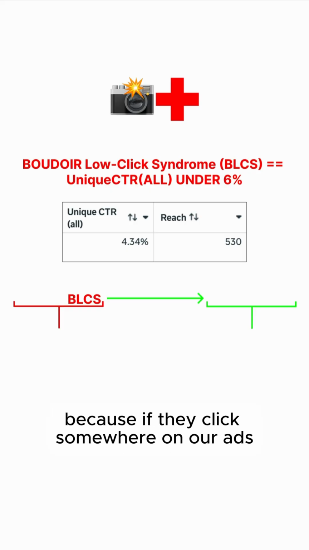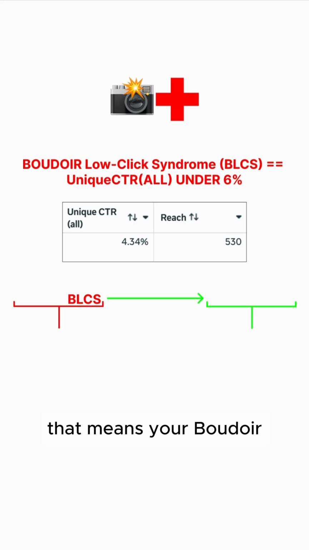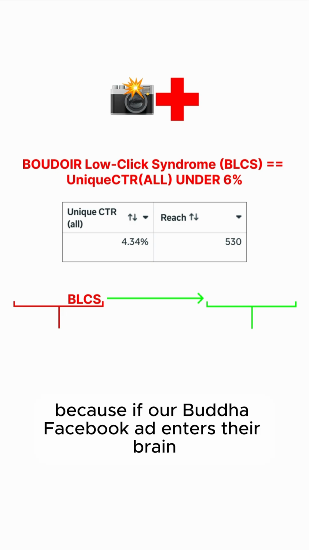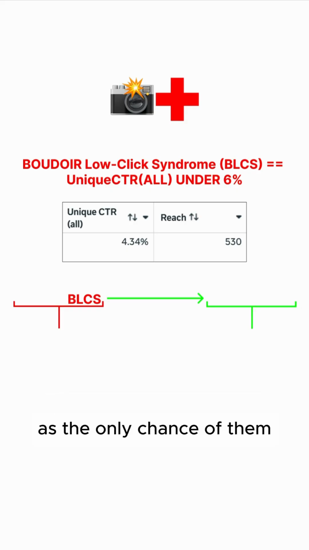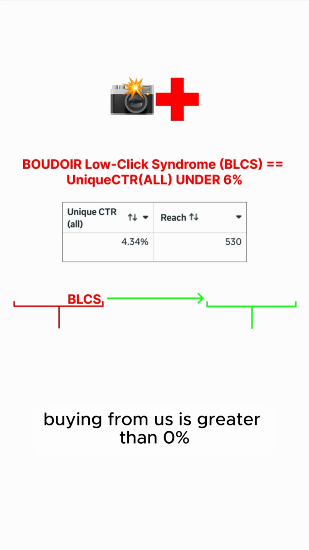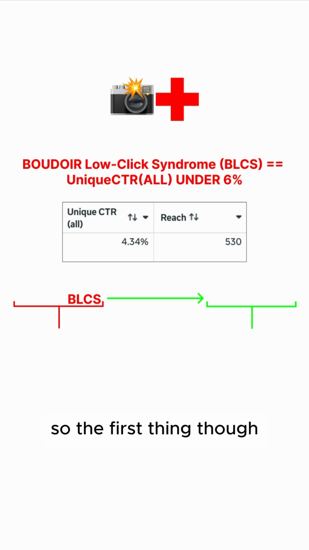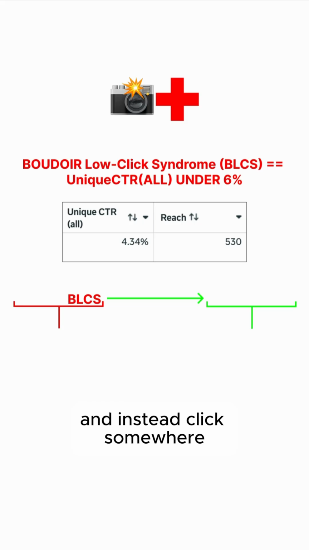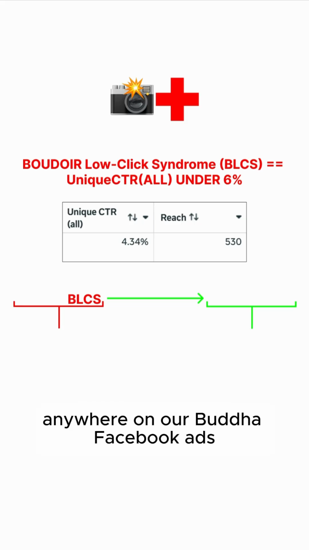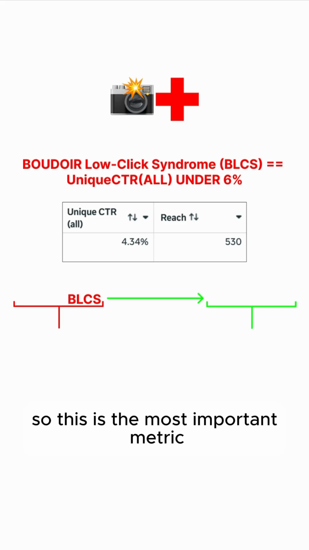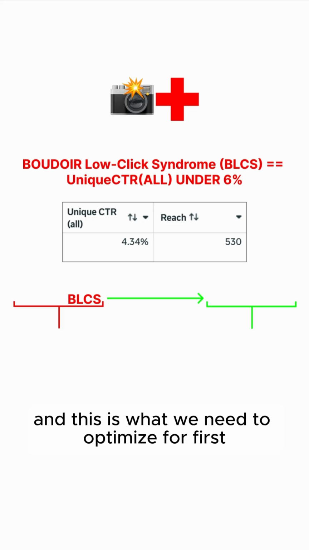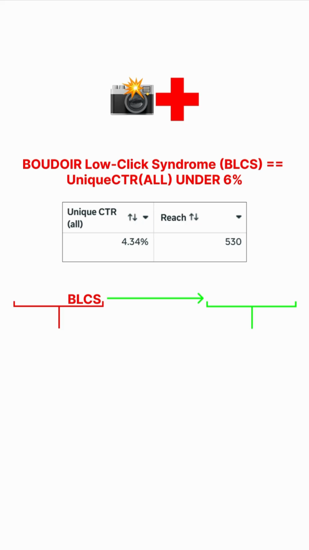And we care about this because if they click somewhere on our ads, that means our Boudoir Facebook ad has entered their brain. And if our ad enters their brain, that's the only way their chance of buying from us is greater than 0%. So the first thing is we've got to get them to not scroll by and instead click somewhere, anywhere, on our Boudoir Facebook ad. This is the most important metric that we look at first when advertising, and what we need to optimize for first. It's kind of the highest leverage activity we can do for all of advertising.